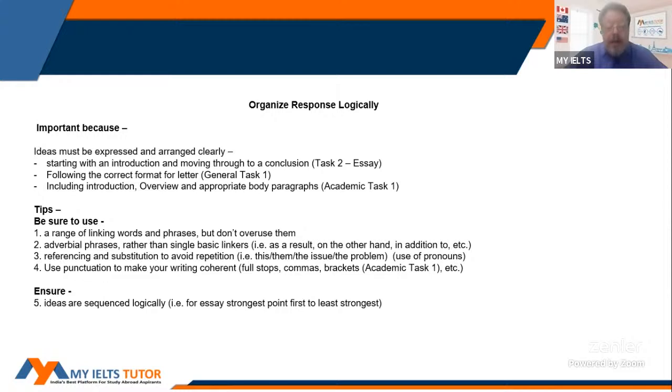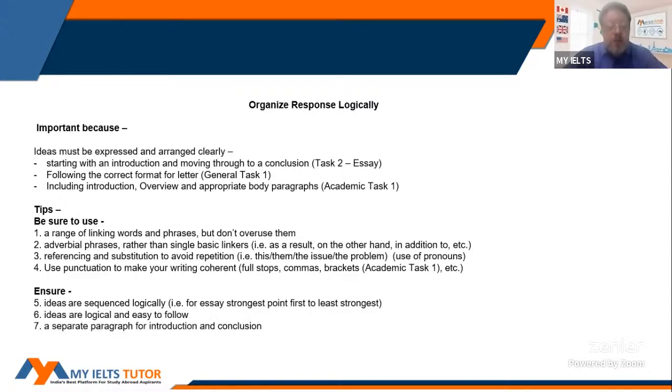Okay. Now, you also want to ensure the following things. You want your ideas to be sequenced logically. So for example, for your essay, start with your strongest point first and then work down to your least strongest point. For the letter, I would start with the first bullet point, then work your way down to the last bullet point. Now, another thing is you want to make sure that your ideas are logical and they're easy to follow. This means that they can be understood by the reader, and that's very important.